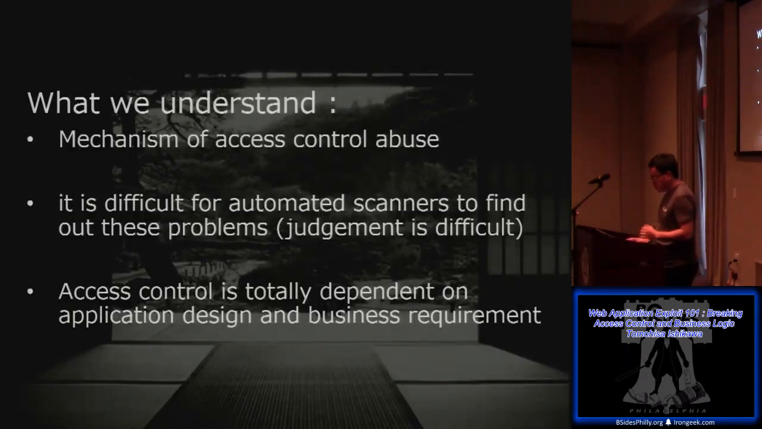Through this presentation, I explained the mechanism of access control abuse. At the same time, I think you understand it is difficult for an automated scanner to find this problem, because access control is defined by human beings, by design, by business requirements. That is why it is hard to teach this to automated scanning. Of course, in the future, maybe we can teach it, but in the current situation it is very hard. A scanner cannot judge whether or not a phenomenon is an access control violation. So that is why we need manual testing.